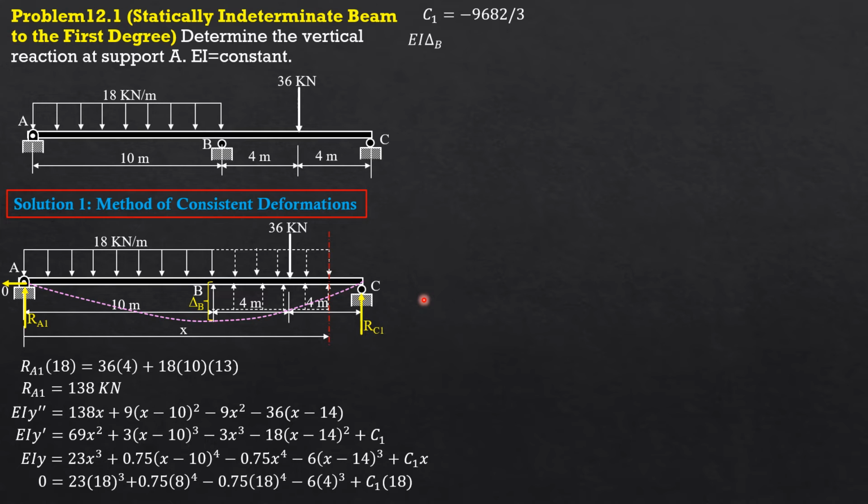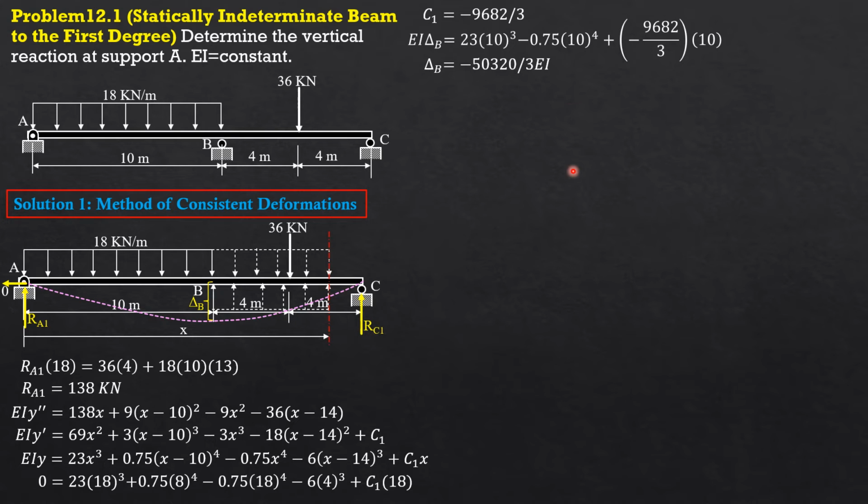So EI delta B equals 23 times 10 cubed, minus 0.75 times 10 to the fourth, negative, so ignore, then plus C sub 1, which is negative 9682 over 3 times 10. So delta B is equal to negative 50,320 over 3 EI.